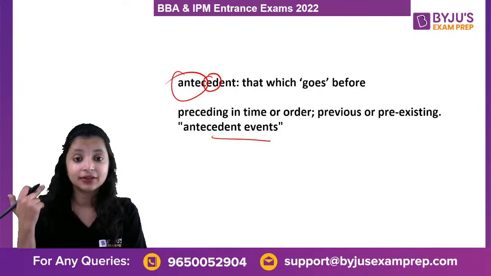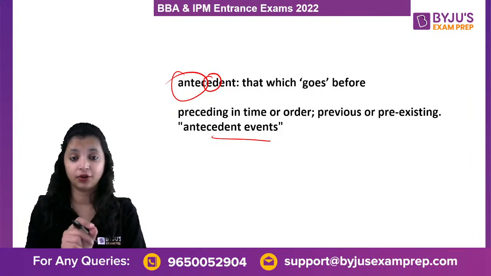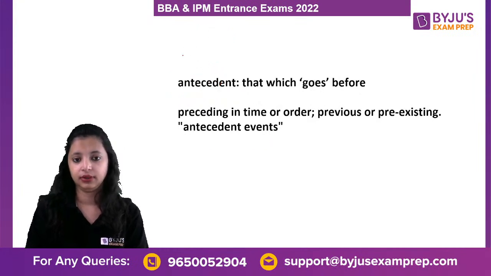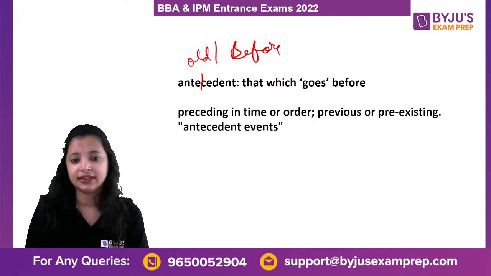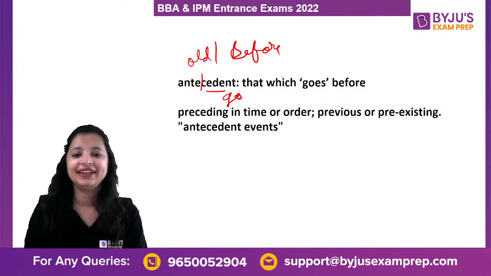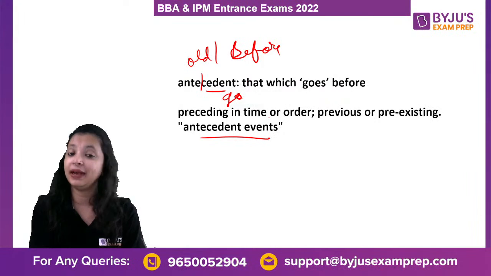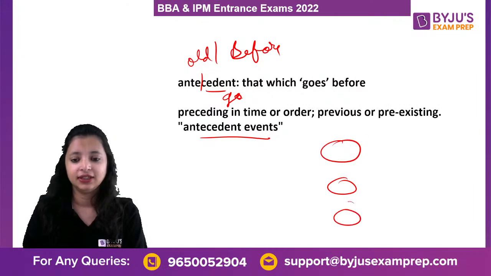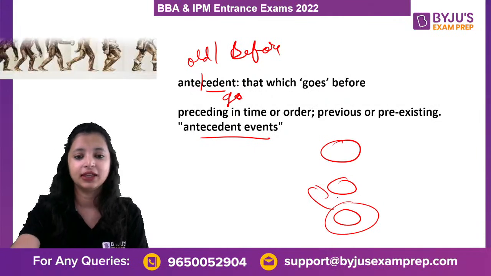Antedated. Antique for old. So ante is one root word. CED is one root word. Ante is for old or before. Just a minute. Yes, so ante is old or before. And seed is to go. So something that goes before or comes before is antecedent. So antecedent events abhi se pehle wale jo events the. Antecedent number, antecedent paragraph. If you have a reading comprehension with multiple paragraphs, this is the last paragraph, this is the antecedent one.